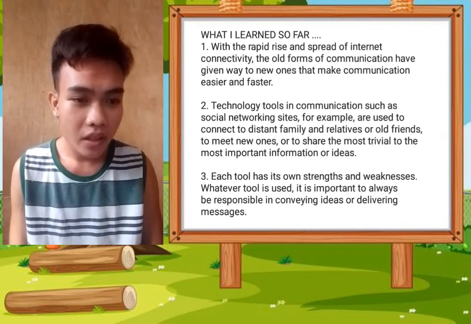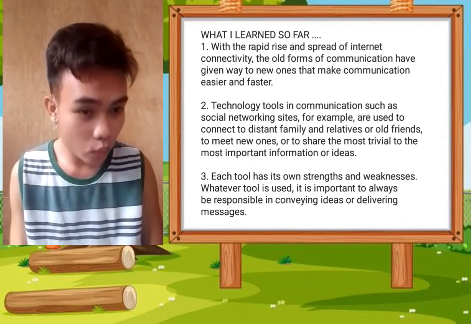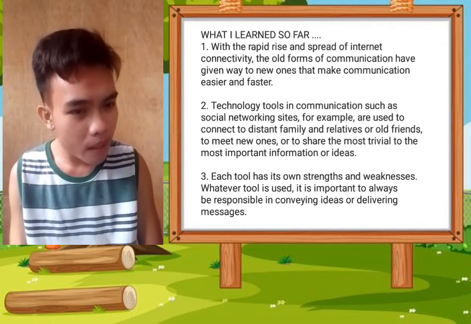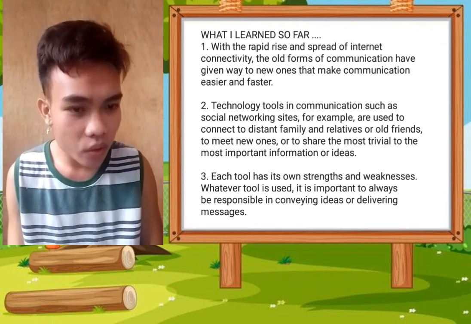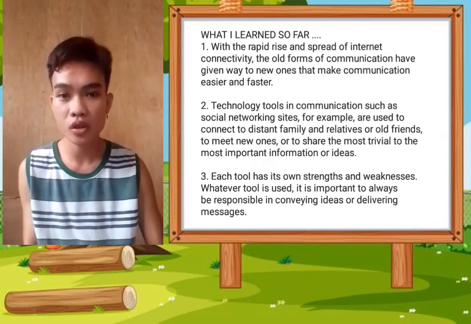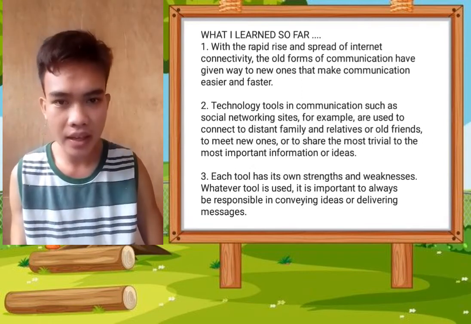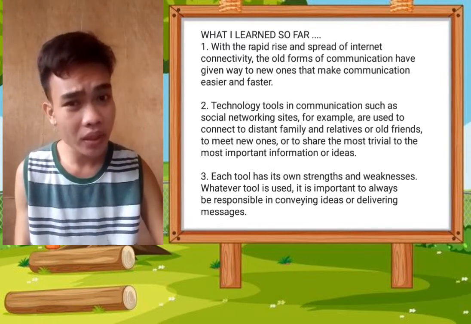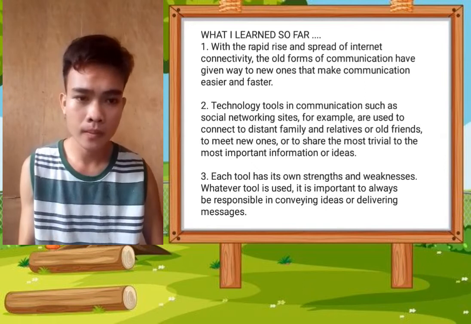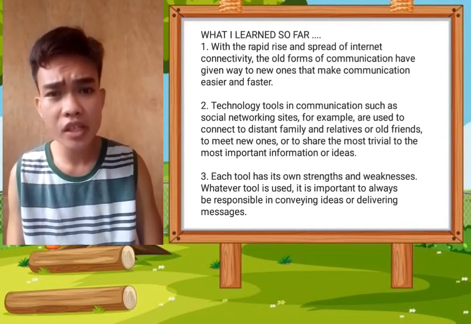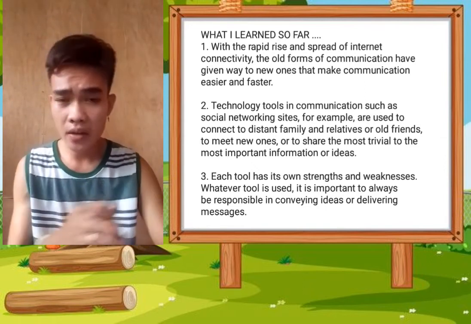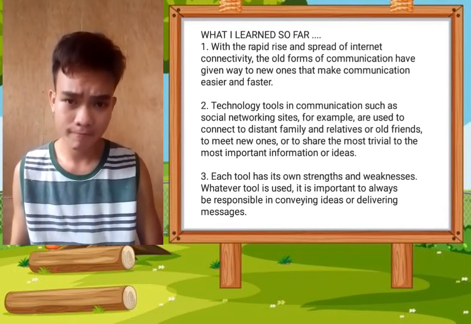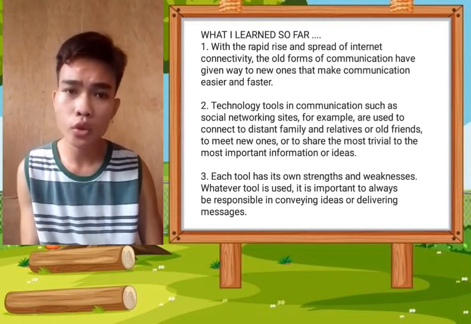So number 3, each tool has its own strengths and weaknesses. Whatever tool is used, it is important to always be responsible in conveying ideas or delivering a message. Because whether it is written, like emails, or in the post office, or handwritten materials, or even a telephone conversation or audio conversation, or a video call like this, we are talking about video, visual and audio communication.